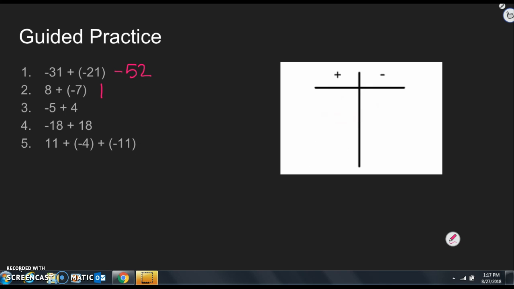For example number 3, we have negative 5 and positive 4. Since they're in different columns, we bring our smaller number over and we subtract. That leaves us with negative 1. Try the next two on your own.